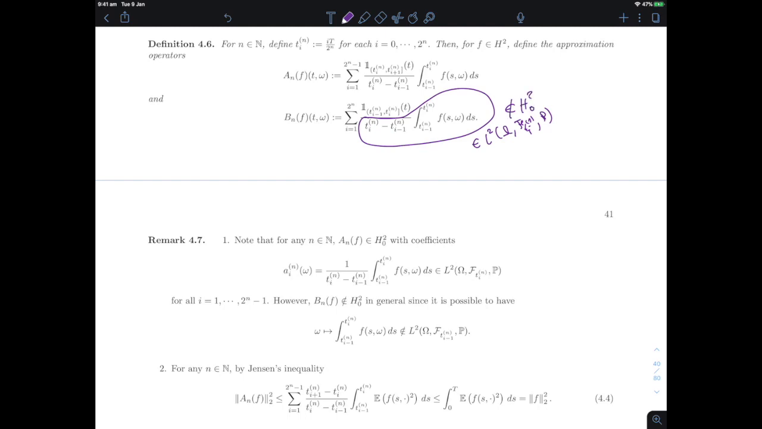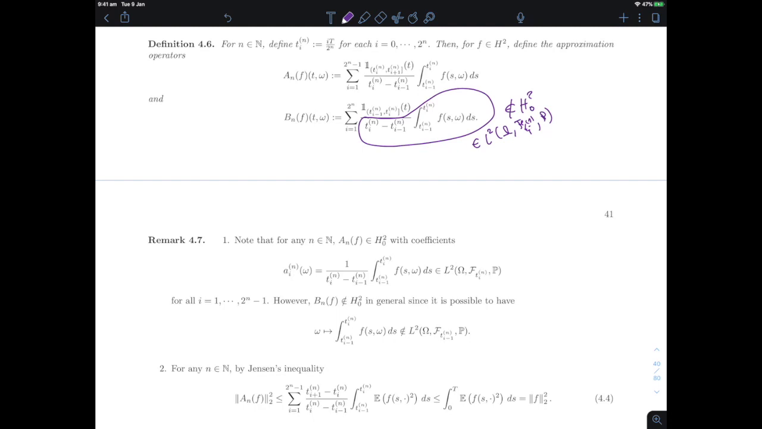Of course, if your f is simple, let's say if f is constant, then it is in H2 naught. But if your f is genuine, let's say between ti-1 and ti, it's 0 until halfway through the interval, and then it's equal to something that is only F_ti measurable, then that's it. You're genuinely not in H2 naught.